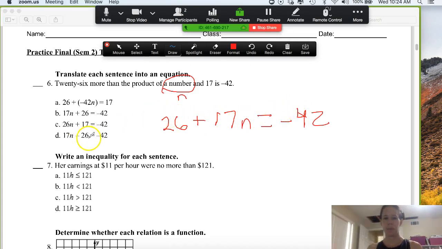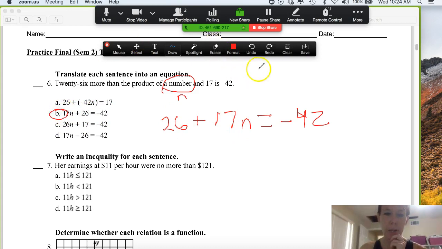There you go. So which one would it be? 26? It would be B. There it is. So they switched these two around, but they're still equivalent. So yes, it's B. Good.